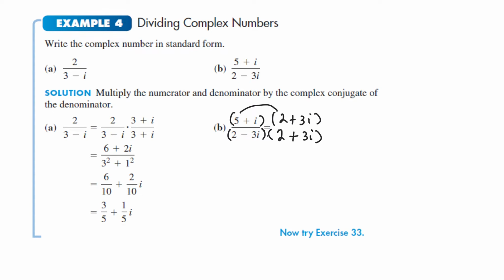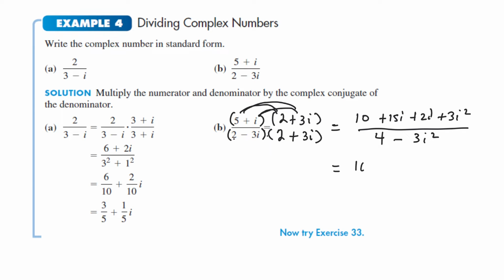Or the FOIL method, 5 times 2 is 10. 5 times 3i gives you 15i. i times 2 gives you 2i. And then i times 3i gives you plus 3i squared. I'm going to leave it like that for right now. 2 times 2 is 4. Negative times a positive gives you a negative 3i squared.